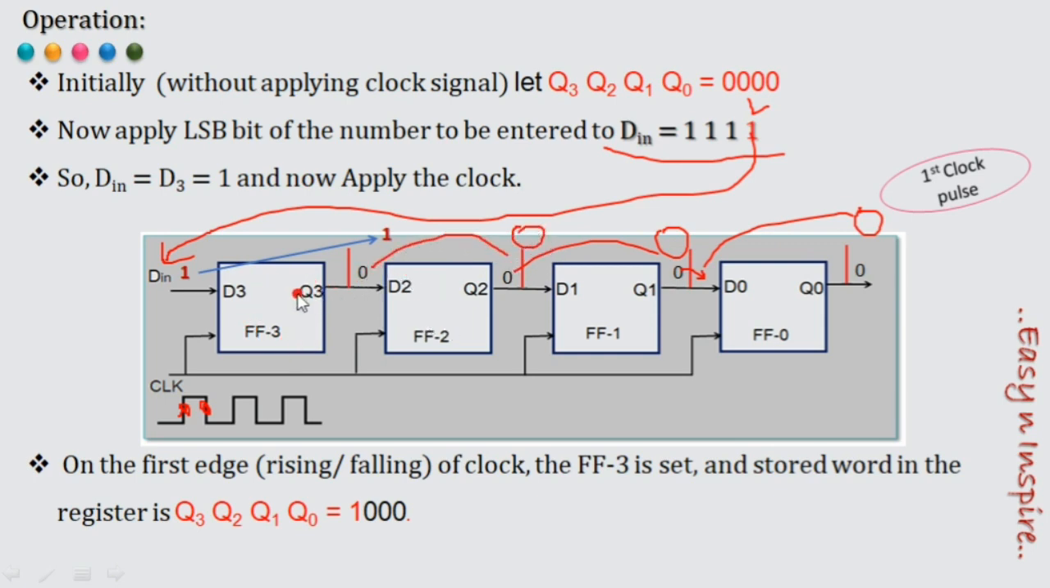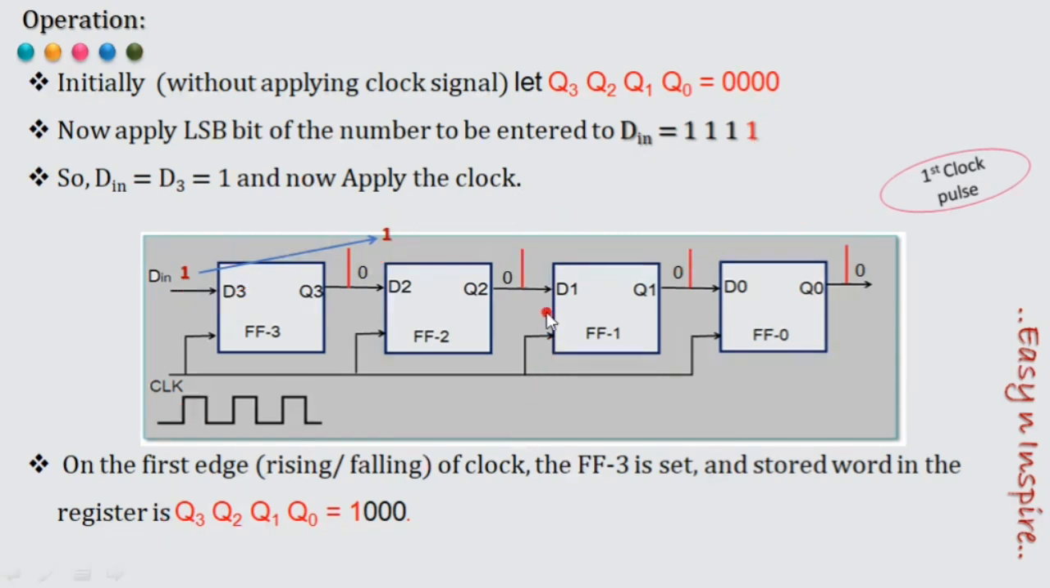And for this flip-flop, I am giving 1 as input. So it is going to produce 1. So my output is 1, 0, 0, 0. This is my output. Please pay attention to how it is obtained. This is the output after the first clock pulse.